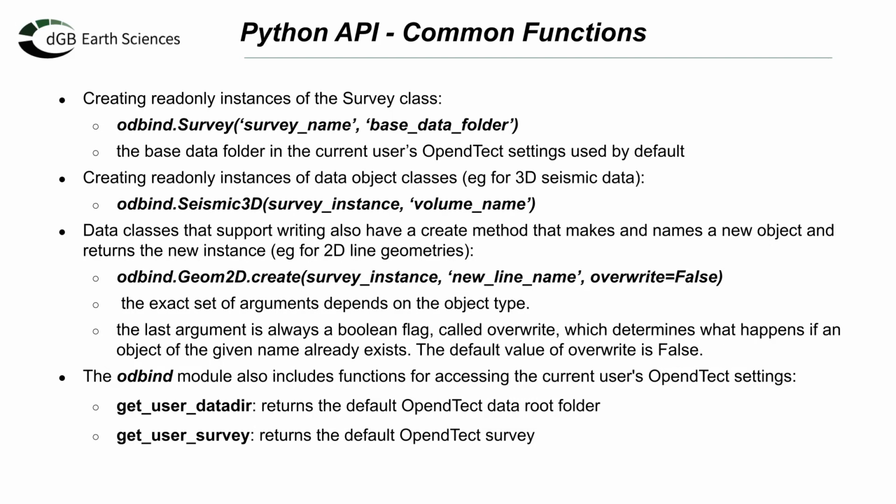The survey class and each of the data object classes has a constructor used to create read-only instances of the class. The survey class constructor takes a name and optionally a base data folder as arguments. The data object classes take a survey object and the object name as arguments. Data classes that support writing also have a create method that makes and names a new object. The exact set of arguments depends on the object type. However, the last argument is always a Boolean flag called overwrite, which determines what happens if an object of the given name already exists. The default value of overwrite is false.